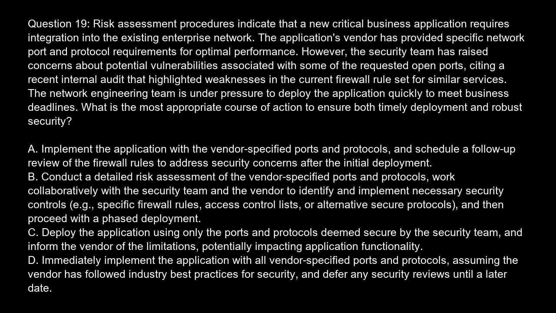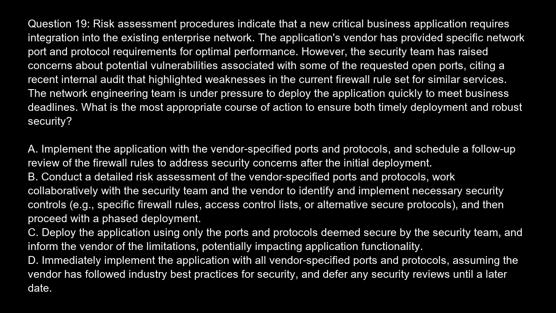Question 19. Risk assessment procedures indicate that a new critical business application requires integration into the existing enterprise network. The application's vendor has provided specific network port and protocol requirements for optimal performance. However, the security team has raised concerns about potential vulnerabilities associated with some of the requested open ports, citing a recent internal audit that highlighted weaknesses in the current firewall rule set for similar services. The network engineering team is under pressure to deploy the application quickly to meet business deadlines. What is the most appropriate course of action to ensure both timely deployment and robust security?